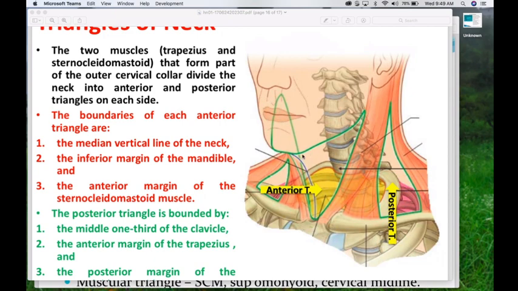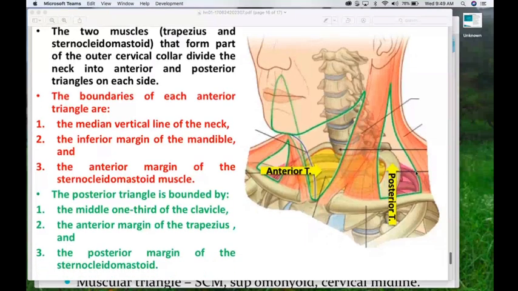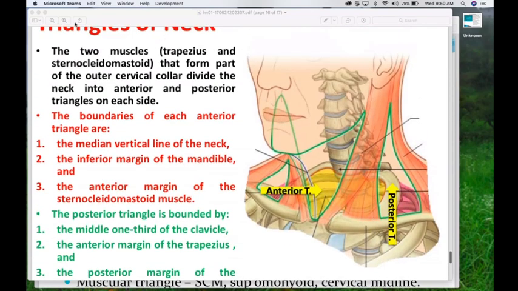So the boundaries of the anterior triangle are the inferior margin of the mandible, the anterior margin of sternocleidomastoid, and the median vertebral line of the neck. So these form the triangle. And how is the posterior triangle made? The posterior triangle is made by the medial one-third of the clavicle, the anterior margin of trapezius, and the posterior margin of sternocleidomastoid. This is the posterior triangle of the neck. Okay. Now I will show you some other PPT for further explanation.